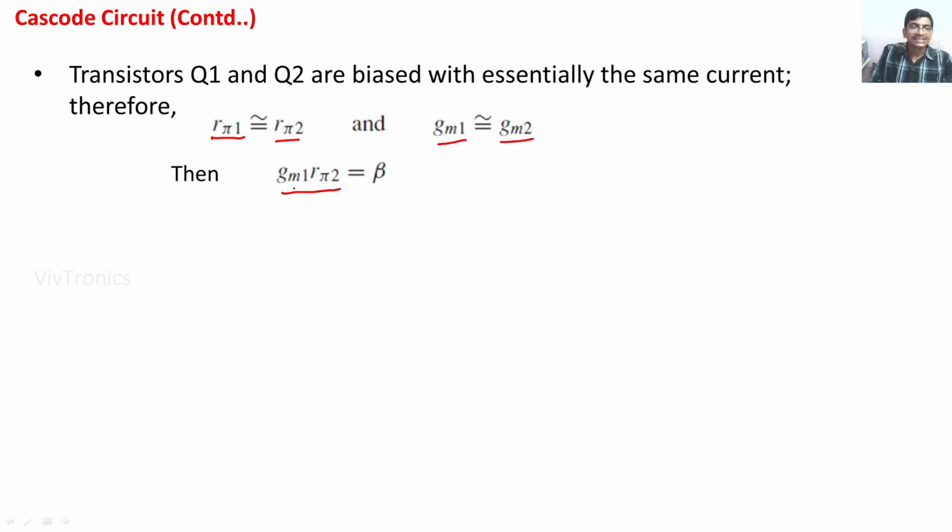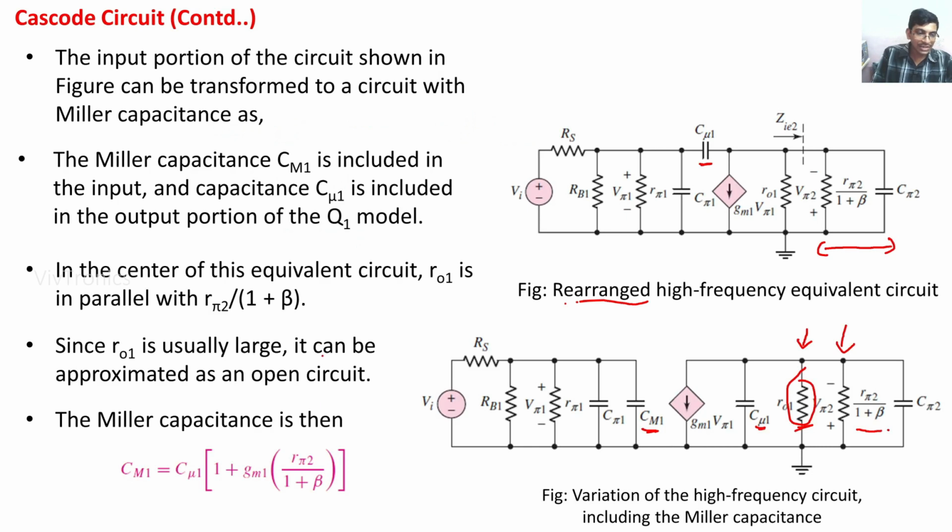Then we can say that gm1 into rπ2 will be equal to beta. Therefore, Cm1 will be approximately equal to 2 Cμ1. In this circuit, this multiplication gm1 into rπ2 is replaced by beta. Therefore, beta divided by 1 plus beta, when compared with 1, the beta value is large. So beta will get cancelled, and this entire term will be equal to 1 plus 1, which is equal to 2. Therefore Cm1 will be equal to 2 into Cμ1.